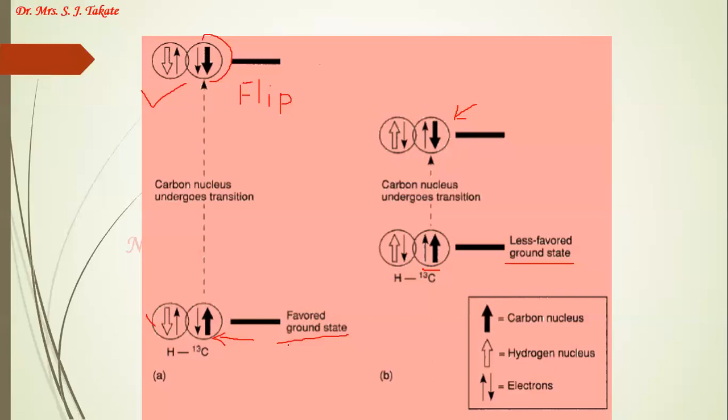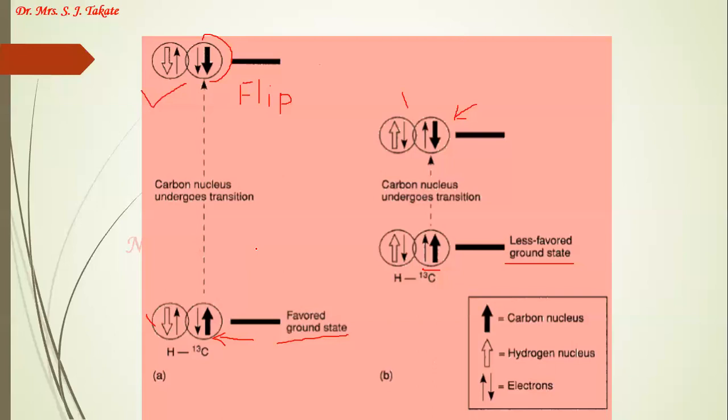So favored ground state results in less favored excited state, and less favored ground state results in more favored excited state. Two different types of transitions occur, and therefore the signal of carbon 13 nucleus gets split into two lines. So we get a doublet for a carbon 13 nucleus which is attached to one hydrogen. So this explanation is true not only for carbon 13 and hydrogen. Other nuclei also can be explained based on this explanation.